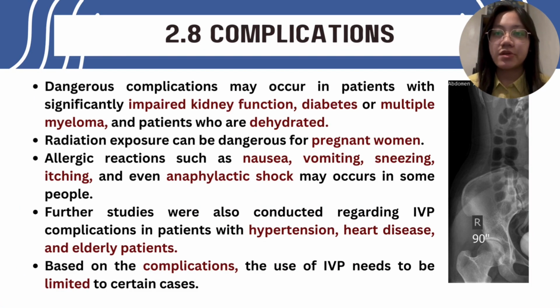IVP is thought to interfere with kidney function due to contrast dye, so dangerous complications may occur in patients with significantly impaired kidney function, diabetes or multiple myeloma, and patients who are dehydrated. In addition, radiation exposure can be dangerous for women who are pregnant.